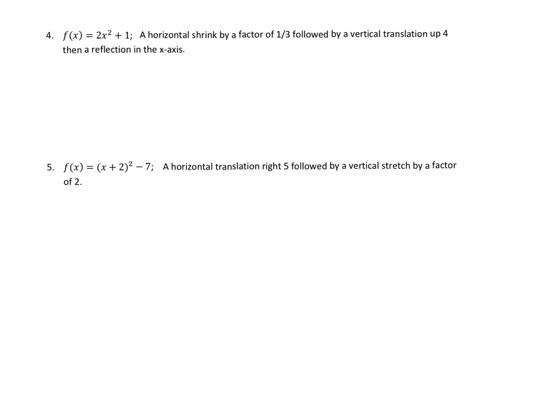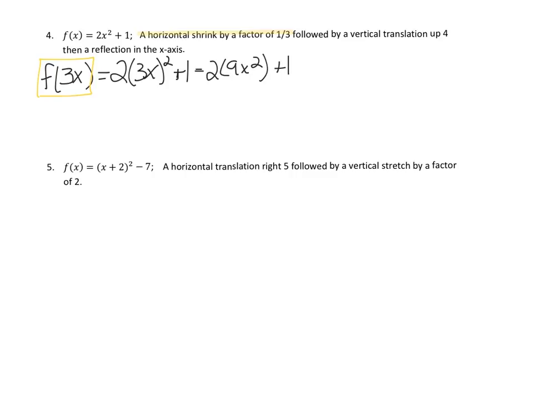All right, let's look at number 4. f of x equals 2x squared plus 1. First thing, horizontal shrink by a factor of 1/3. A horizontal shrink by a factor of 1/3 in function notation is f of 3x. So there's your function notation, which means 2 times (3x) squared plus 1. Simplify that, we do our exponent first, so that's 2 times 9x squared plus 1, which is 18x squared plus 1.